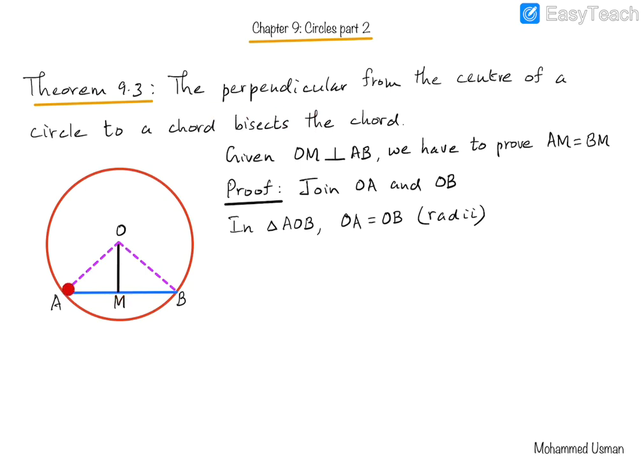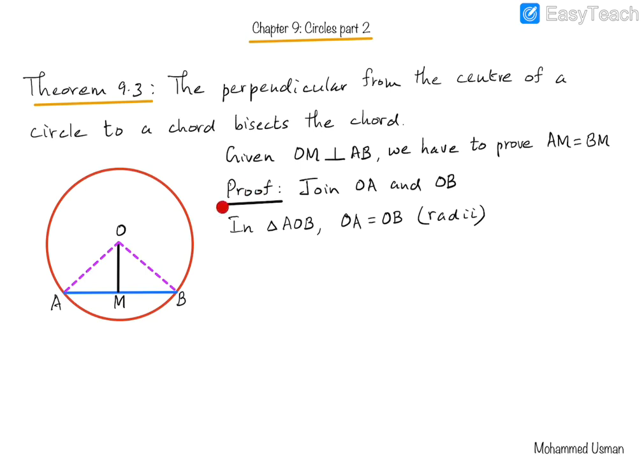So that means if we have a chord AB, the perpendicular line from the center of the circle to the chord bisects the chord. That means it divides the chord into two equal parts. That is, AM will be equal to BM if OM is perpendicular to AB. So in this statement we are given that the line from the center of the circle to the chord is perpendicular to the chord. That is, OM is perpendicular to AB, and we have to prove that this line bisects the chord. That is, we have to prove that AM equals BM.